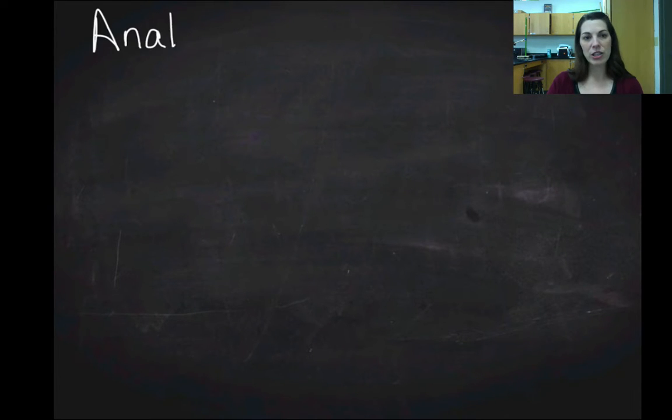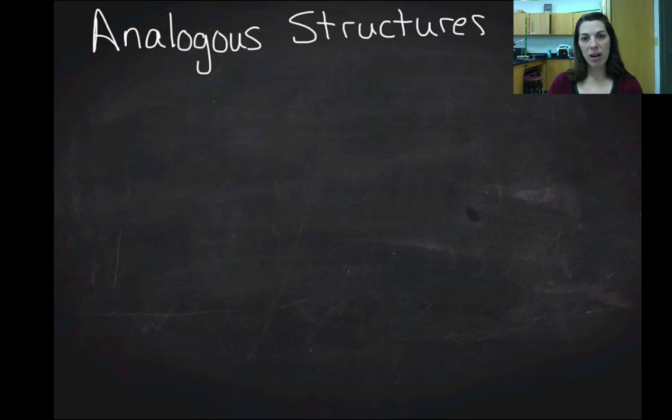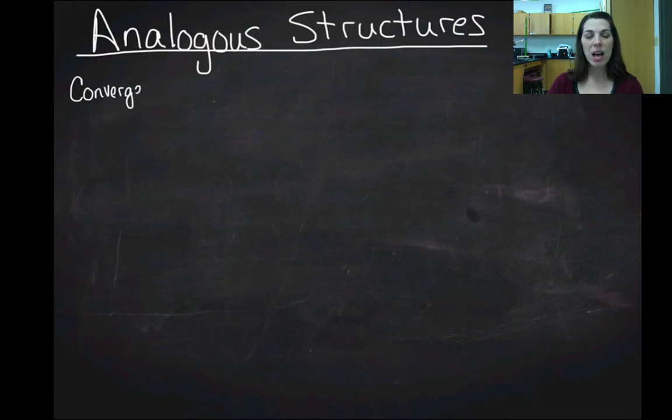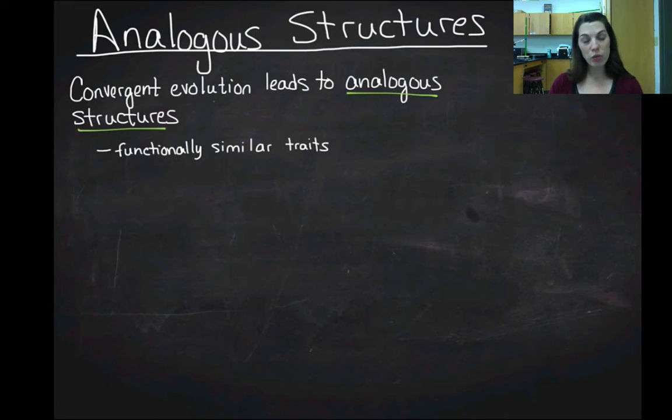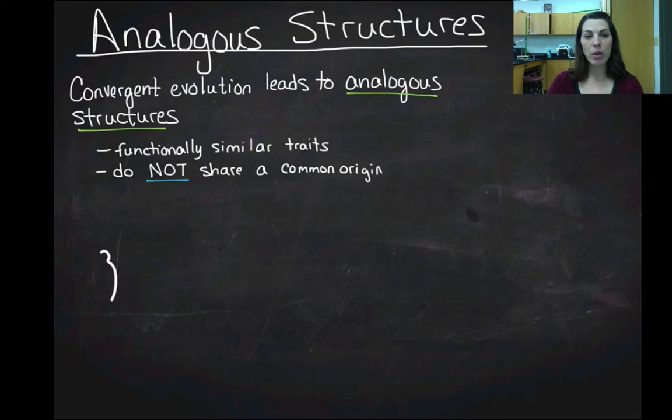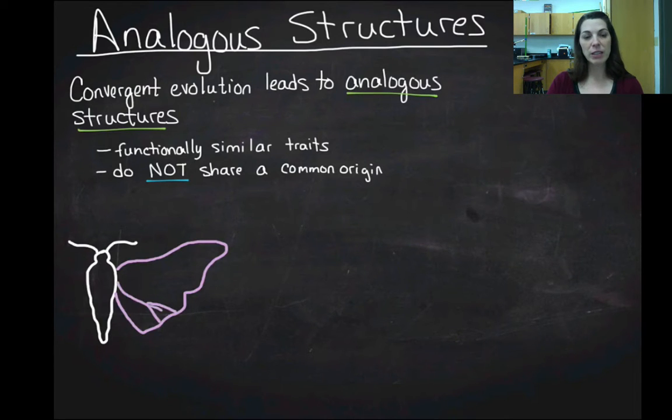Now, analogous structures are in contrast to the homologous structures that we've already talked about. Analogous structures are when convergent evolution leads to structures that have the same function. So convergent evolution leads to analogous structures. So they're going to be functionally similar traits, but they do not share a common origin. So the easiest example of this is to look at wings.